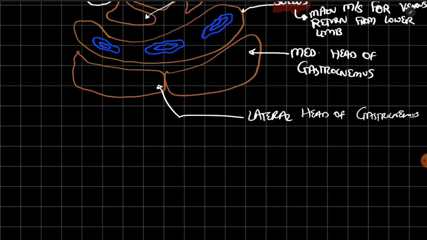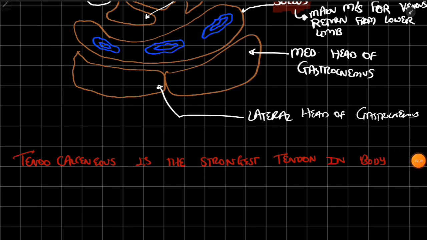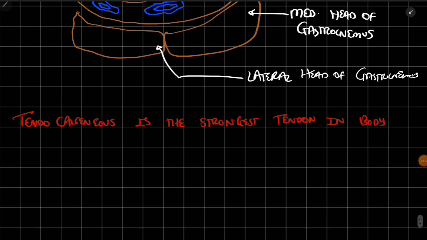Okay, then when we come to the tendocalcaneus joint, one point I would like to mention: the tendocalcaneus joint is the strongest tendon in the body.